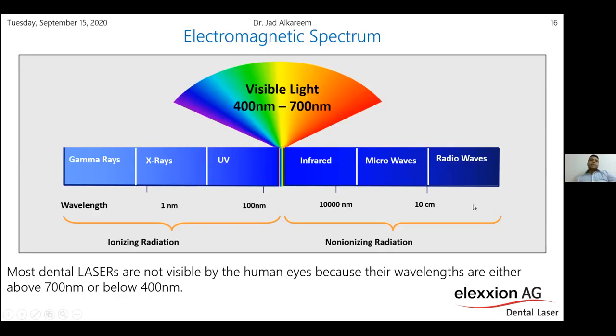That means that most of the lasers that we see in the market are invisible, except for only a few types of lasers which the human eye can see. On the left side, you can see the gamma rays, X-rays, and UV. We are not able to see them because they are under 400. And on the right side, you have the infrared, microwaves, and radio waves, and all of them are above 700. So we are not able to see them.